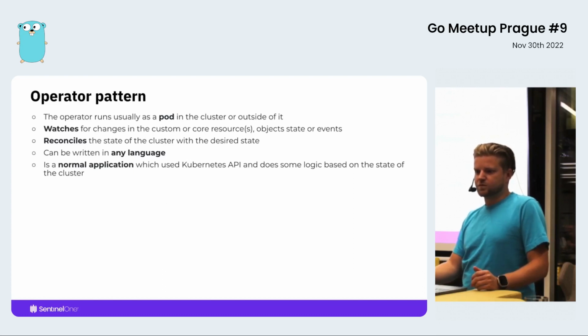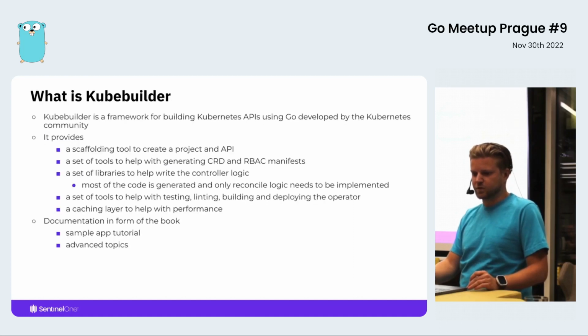The operators themselves could be written in any language. Kubebuilder is specifically built by the Kubernetes team and it uses Go, but there are similar projects in Java and probably in other languages, but usually they are lacking in features and they are catching up to the Kubebuilder implementation.